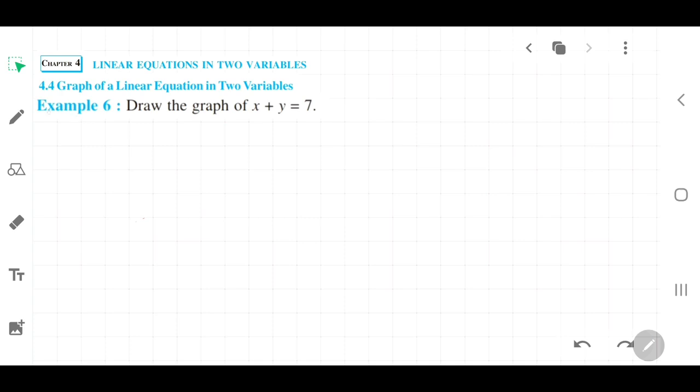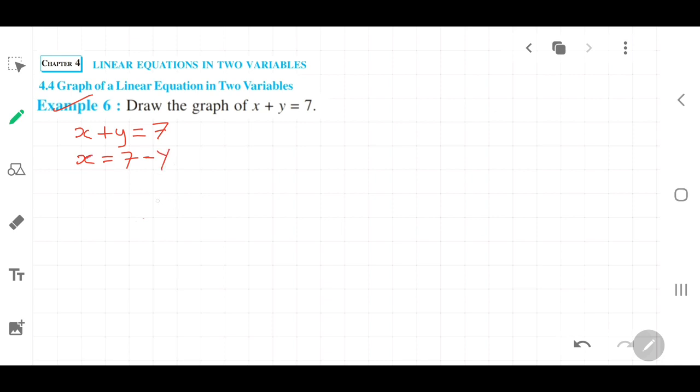Student, let's solve example number 6. Draw the graph of x plus y equal to 7. Correct? Now this is the equation that has been given to you. And if you are taking x, so x will be equal to 7, then plus y you write on the other side, it will become minus y.